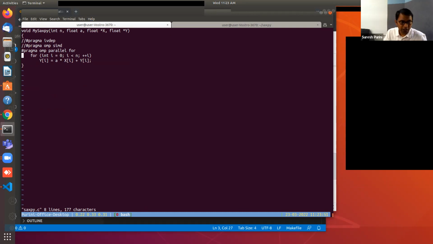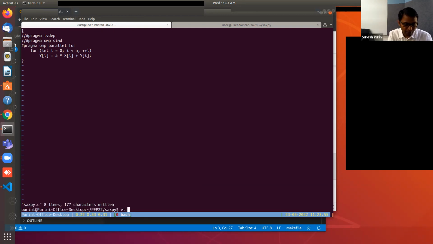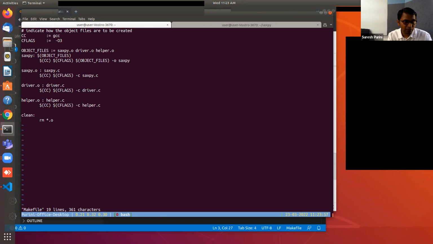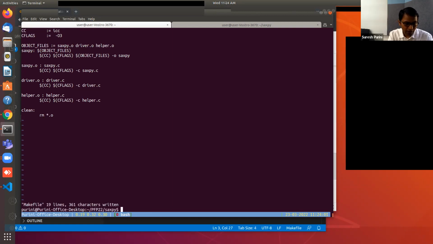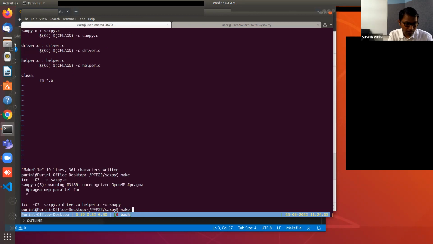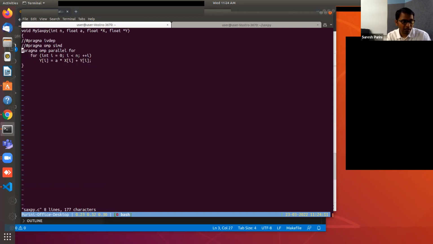This should work. I'm not sure what is happening. Why is the Intel compiler saying it's not able to recognize this pragma? I tried it out. Sorry. We need a for because that will tell. Yeah, this should work actually. There is no reason why it shouldn't work.